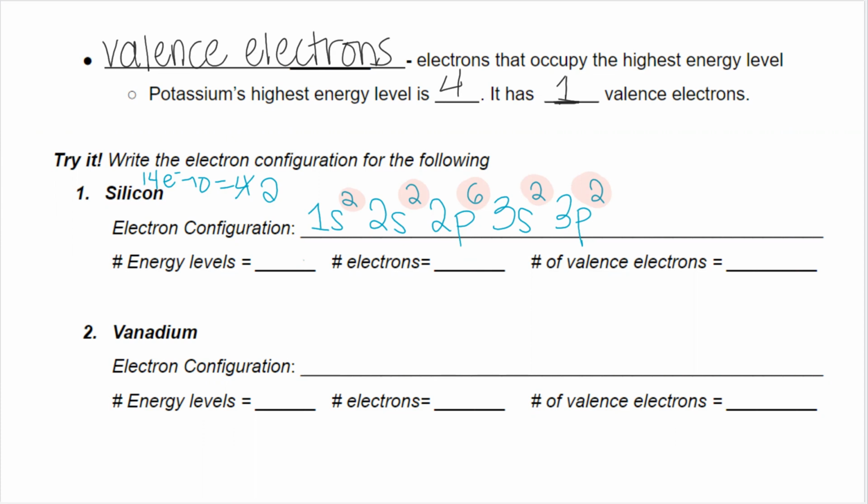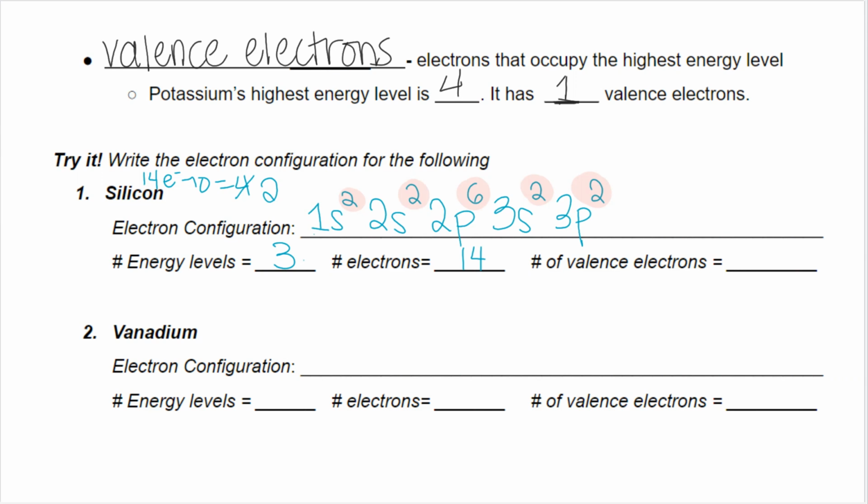Now, the number of energy levels, we just are looking at the numbers out front, remember? So we have energy level 1, energy level 2, and energy level 3. So the total number of energy levels will be 3. And we know the total number of electrons is 14. We already figured that out. And then this last piece is the number of valence electrons.